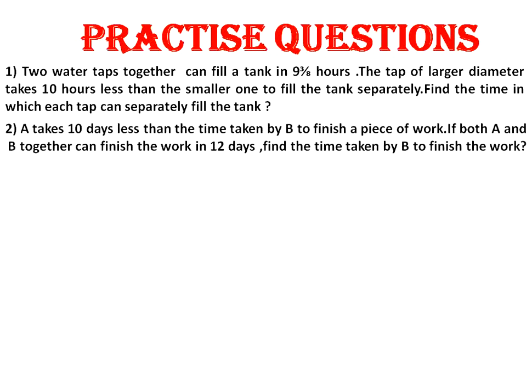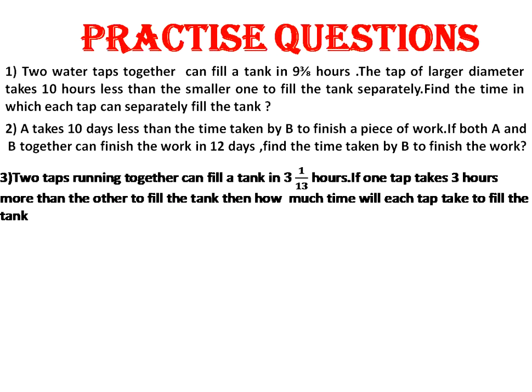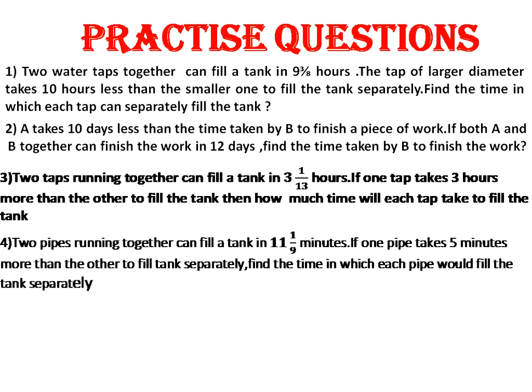Second one: A takes 10 days less than the time taken by B to finish a piece of work. If both A and B together can finish the work in 12 days, find the time taken by B to finish the work. Same as I solved. Third one: two taps running together can fill a tank in 1/13 hours. If one tap takes 3 hours more than the other to fill the tank, how much time will each tap take to fill the tank, as I discussed in the first problem.